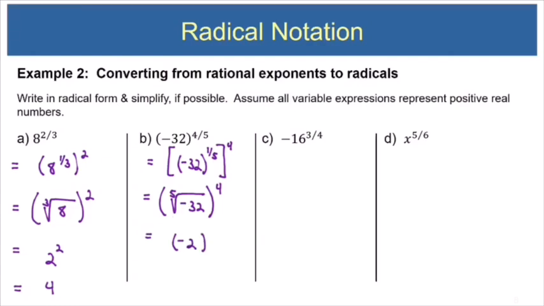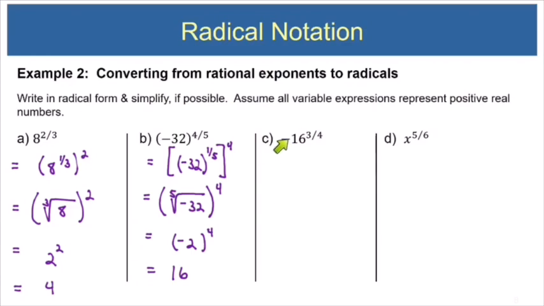So the base is negative 2, and then we still have this exponent 4, and now negative 2 to the fourth power is going to be negative 2 times negative 2 times negative 2 times negative 2. If you multiply that all out, of course, you're going to get positive 16. So this one comes down to positive 16.